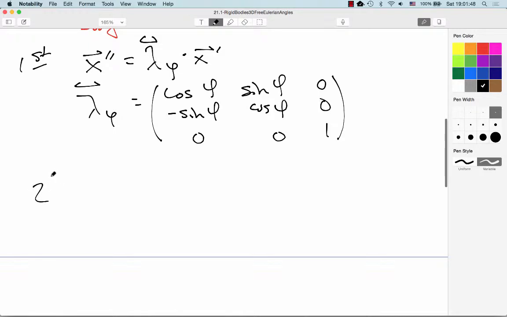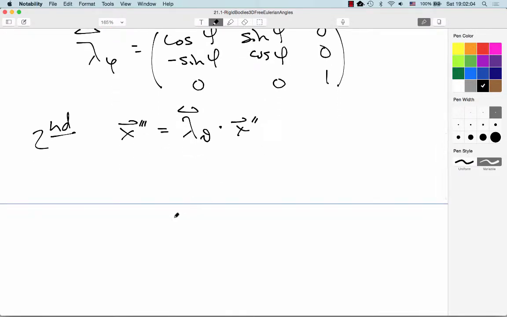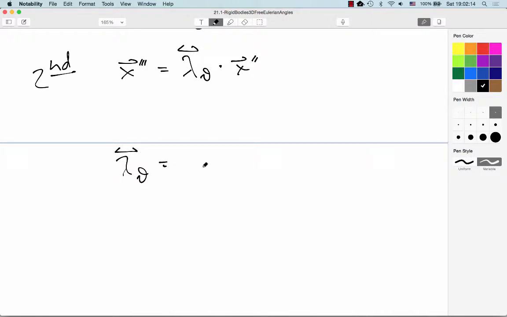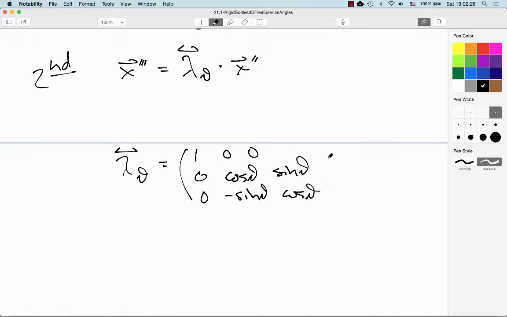The second rotation will be about the 1 axis, by some angle theta. So this gives me x triple prime equal to some lambda theta dotted into the x double prime that I had. Since we're rotating about the 1 axis, my lambda theta has to be 1, 0, 0; 0, cos theta, sine theta; 0, minus sine theta, cos theta. I'll make it look a little prettier.